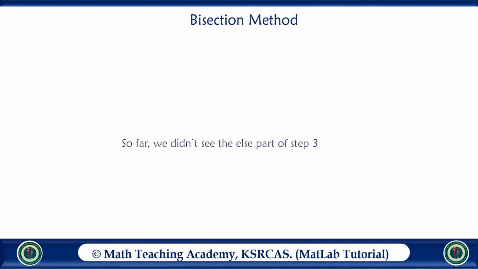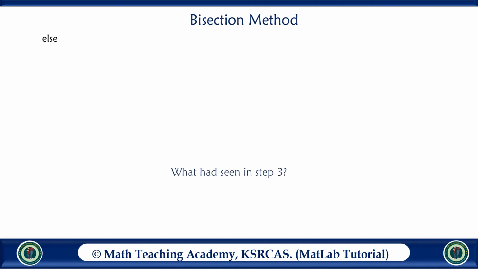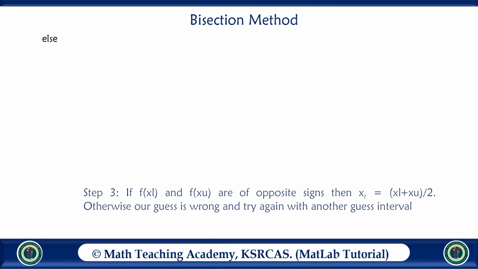Else. So far we didn't see the else part of step 3. Now we are going to do the else part of step 3. What did we see in step 3? If f of xl and f of xu are of opposite sign, then xr is equal to xl plus xu by 2. Otherwise, our guess is wrong, and we try again with another guess interval. So this is the else part.